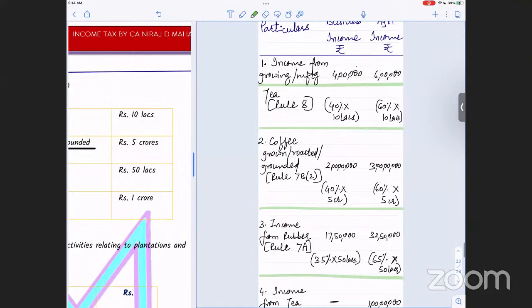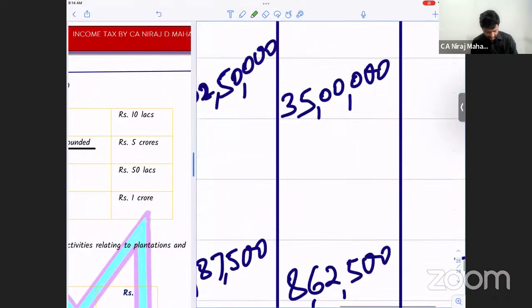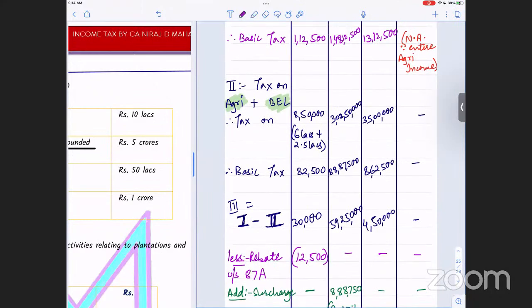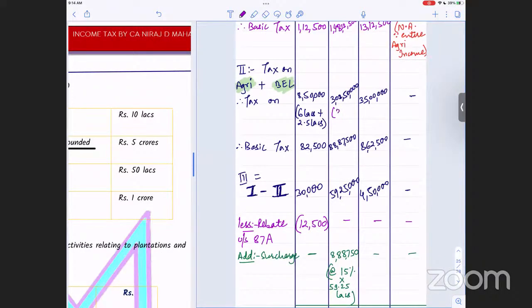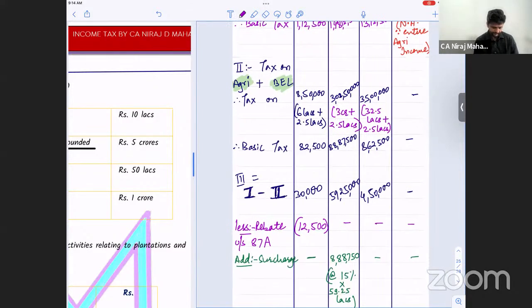And the second case, how much is the agri income? 3 crore. And BEL, basic exemption limit, is still the same, 2,50,000. Add the same. Then we are calculating tax on 3 crore plus 2,50,000. Understood? If you want, you can write it down also. 3 crore plus 2.5 lakhs. Any doubt? All okay?